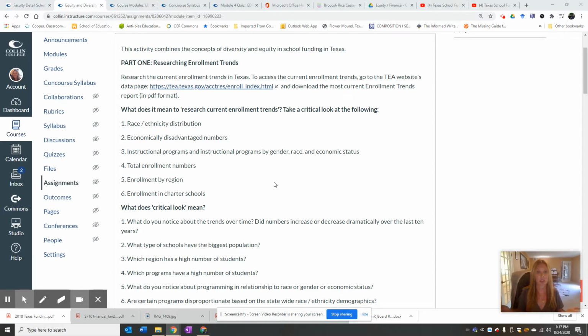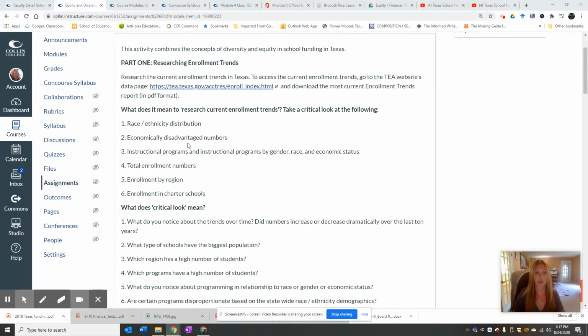I always like to start with data. I think data is an important thing to really look at. It gives you some perspective about what your population looks like. So we'll start here. One of the things you're going to do is go to the TEA website, and they have an abundance of information on their website. And so I took you directly to where you need to be because the TEA navigation is complicated.